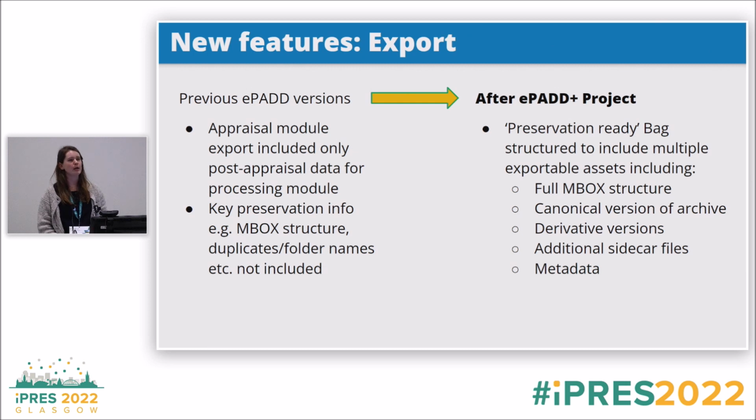Those could include changes that the processor has made in the form of adding labels or annotations, redactions to messages present within the archive, and then those additional sidecar files, which really can be anything that the institution deems necessary to preserve, as well as all of that metadata.